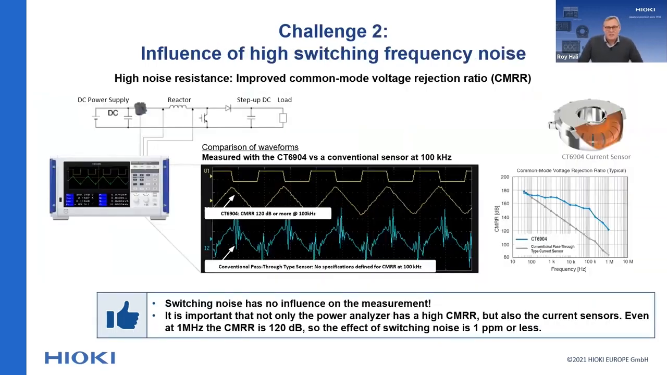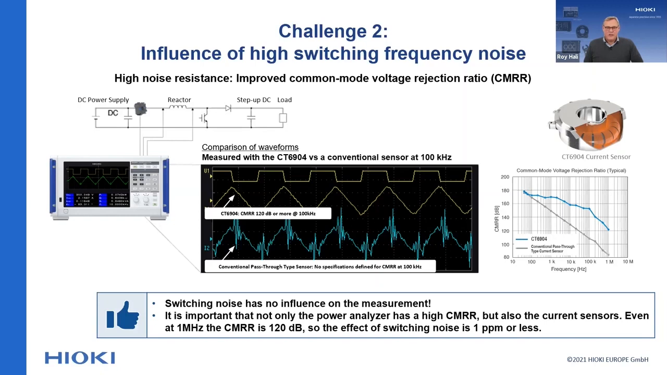The second challenge that the frequency increase has created is the influence of high-frequency switching noise. To explain this phenomenon, I like to go back to the reactor loss measurement. On this slide, we see a typical circuit for reactor loss measurements. In the center graph, you see at the top U1, the 100 kHz square-shaped test voltage. Due to the hard switching of the semiconductor, EMC noise is generated at 100 kHz and its harmonics.